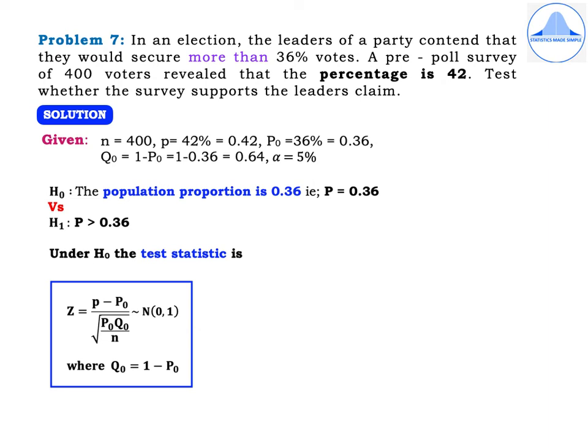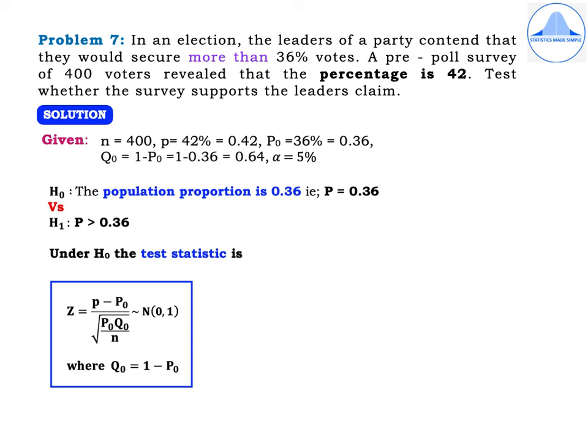In all the previous problems, small x was given. That is, the number of units which possess a particular attribute in the sample was given. But in this particular problem, the percentage of voters in the sample is given. So, small p is given directly. So keep in mind that small p and capital P naught will be given to us in percentage, decimals or fractions. So under solution, write given small n is equal to 400, then P is equal to 42%, that is small p, which is equal to 0.42.